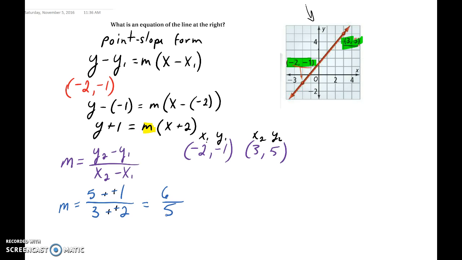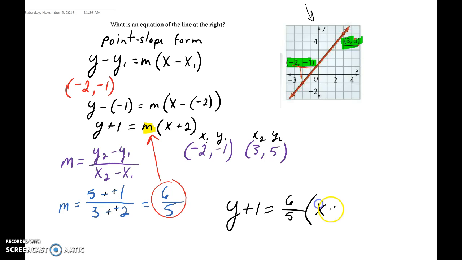So the last thing that we need to do is we need to substitute this in for m, and then we're done. So our final equation is y plus 1 is equal to our m, which we just solved for, 6 over 5, times x plus 2.